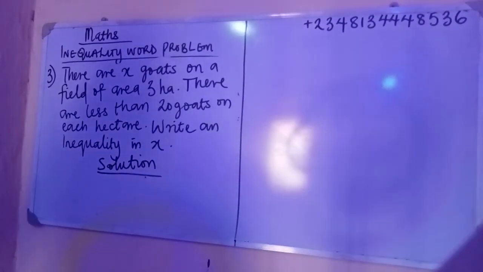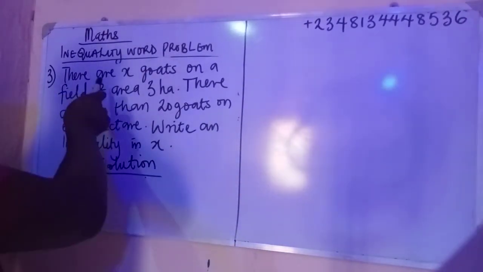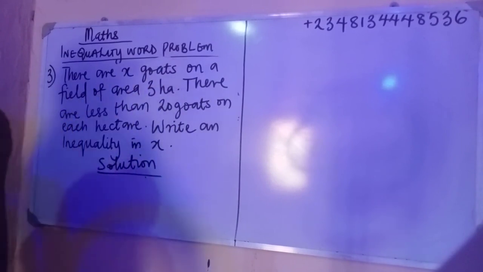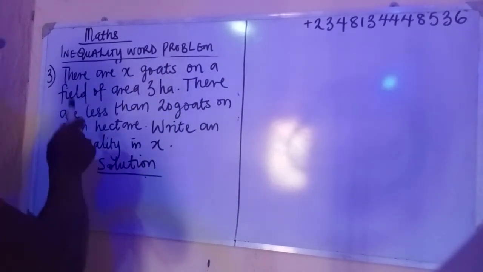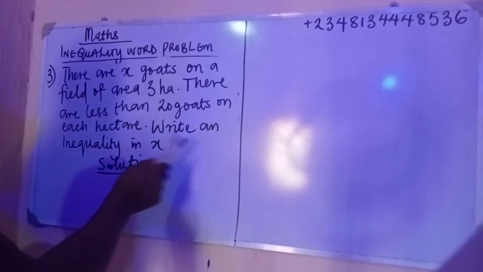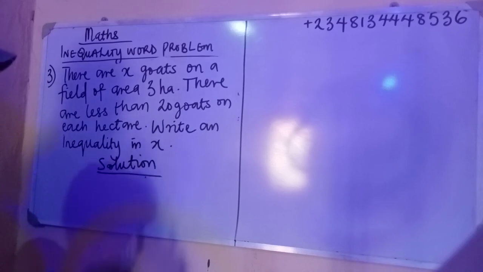Okay, the third question says there are X goats on a field of area 3 hectares. There are less than 20 goats on each hectare. Write an inequality in X. Write an inequality in what?